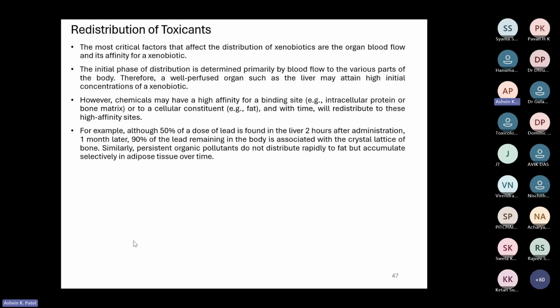For example, 50% of the dose of lead is found in the liver 2 hours after administration. But 1 month later, 90% of the lead remaining in the body is associated with the crystallized lattice form of the bone. Similarly, persistent organic pollutants do not distribute rapidly to fat, but accumulate selectively in the adipose tissue over a period of time. But when there is starvation or muscle wasting, the deposited toxicant is removed from that part and produces its toxic effect.